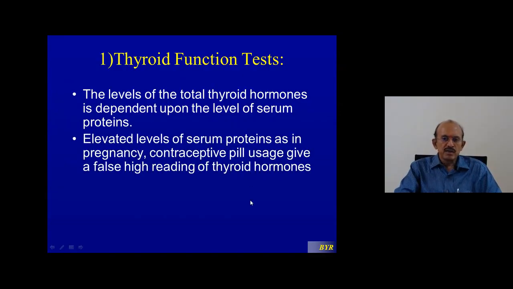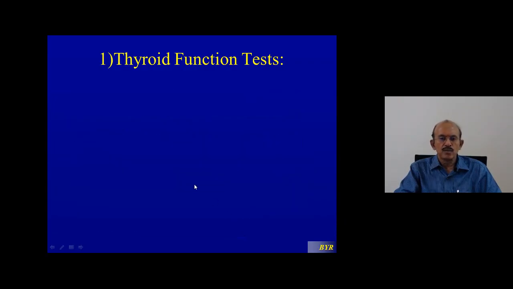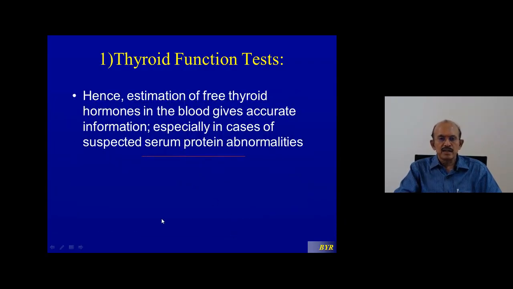Elevated levels of serum proteins, as in pregnancy and contraceptive pill usage, give false high readings. Similarly, decreased levels of serum protein, as in liver disease, nutritional deficiency, or congenital low serum thyroid binding globulin, give false low levels. Hence, estimation of free thyroid hormones in the blood gives accurate information, especially in case of suspected serum protein abnormalities.